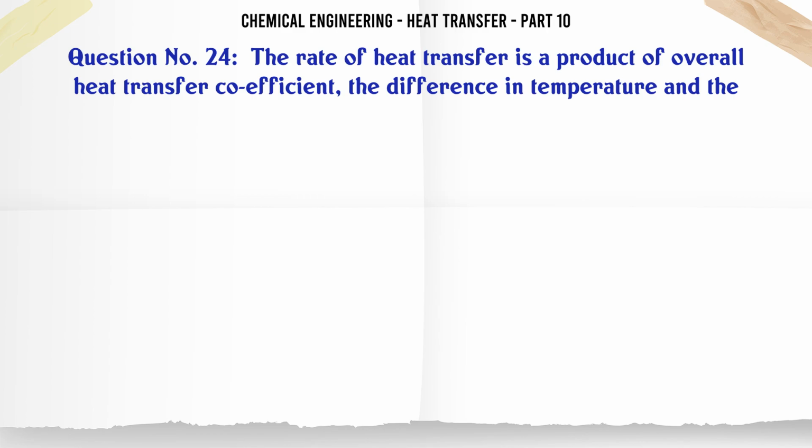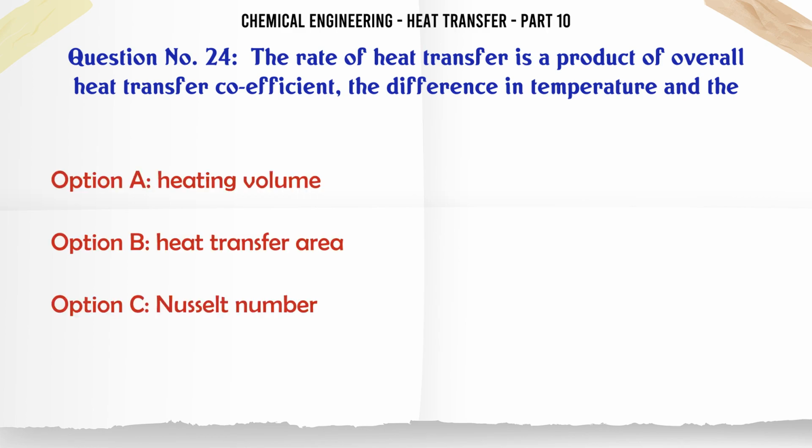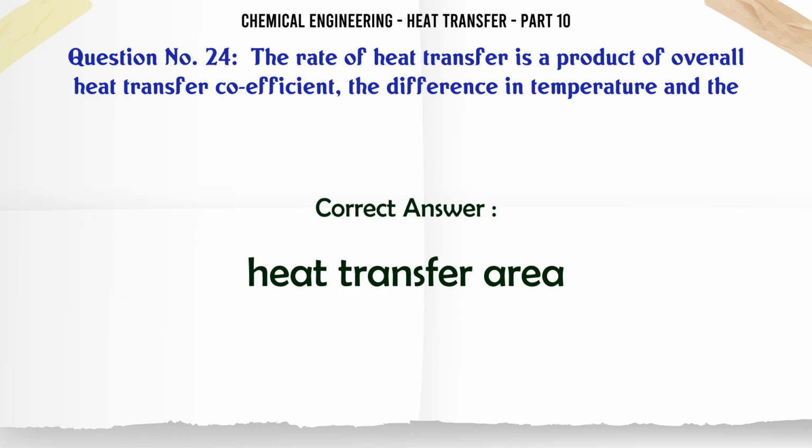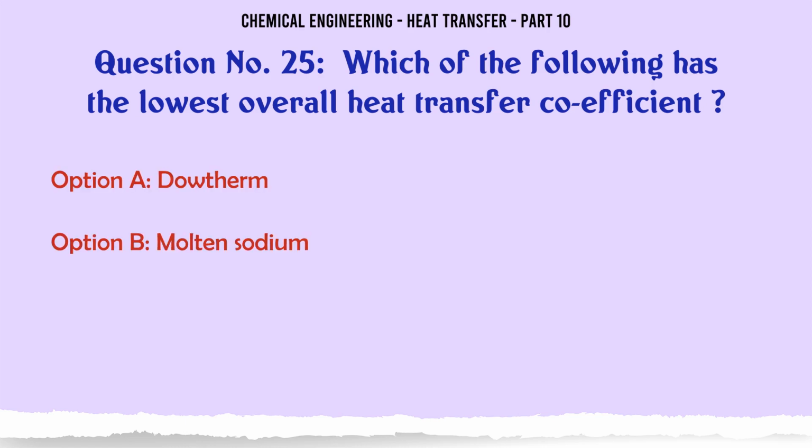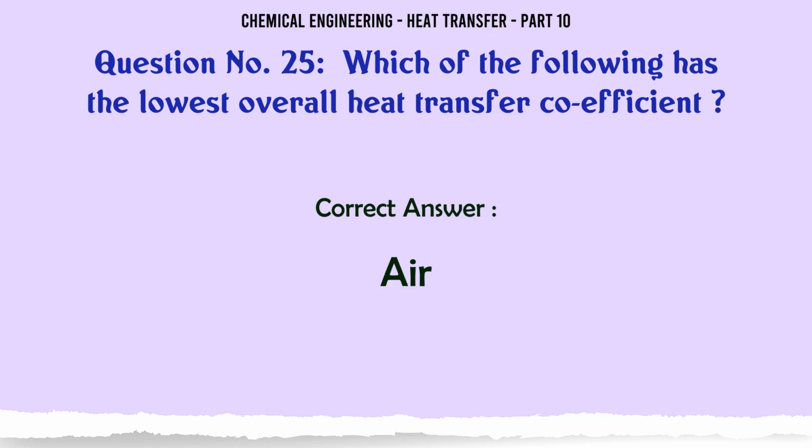The rate of heat transfer is a product of the overall heat transfer coefficient, the difference in temperature, and the A. Heating volume, B. Heat transfer area, C. Nusselt number, D. None of these. The correct answer is heat transfer area. Which of the following has the lowest overall heat transfer coefficient? A. Dowtherm. B. Molten sodium. C. Water. D. Air. The correct answer is air.